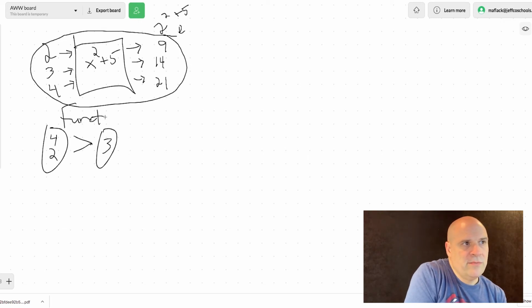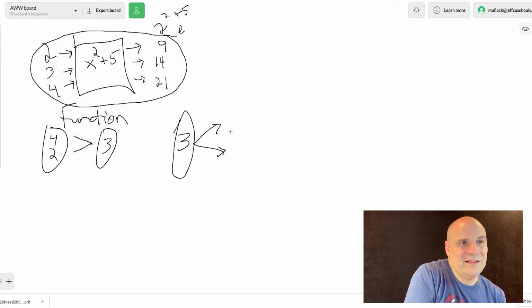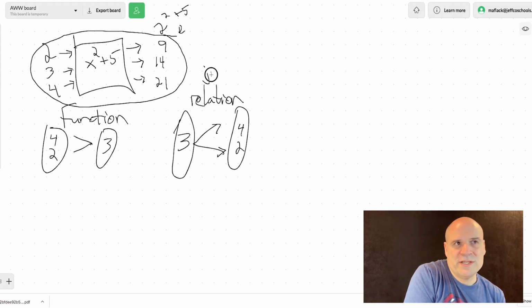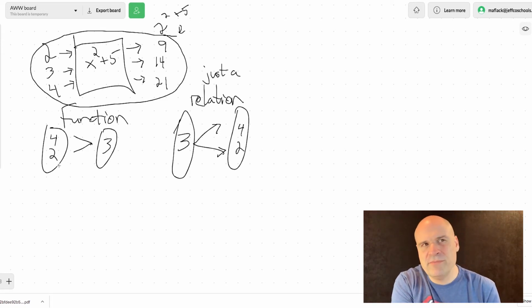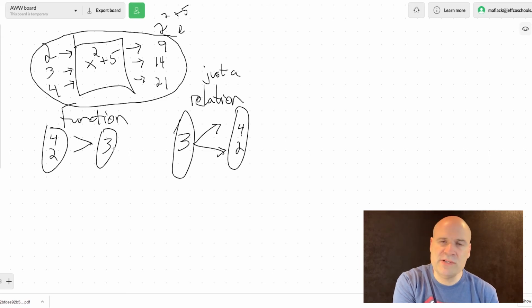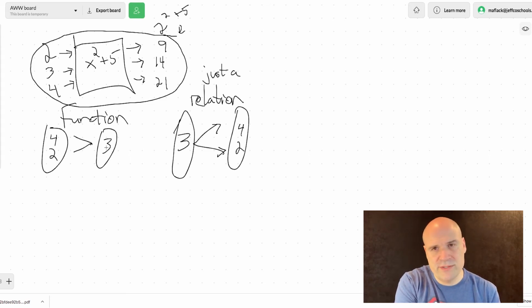Okay, but if I had it the other way around, if I had like 3 going to these two different things, like 4 and 2, this is just a relation. It's not a function. So as long as you don't have something in the domain going to multiple things in the range, then usually it is a function, okay? But it has to go to something.